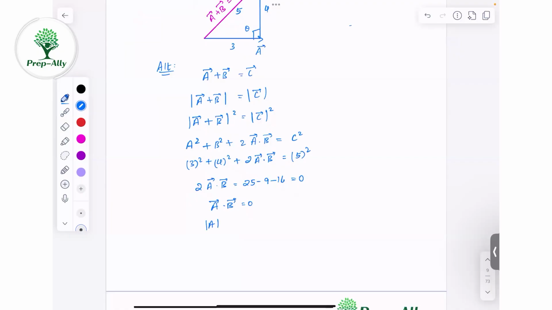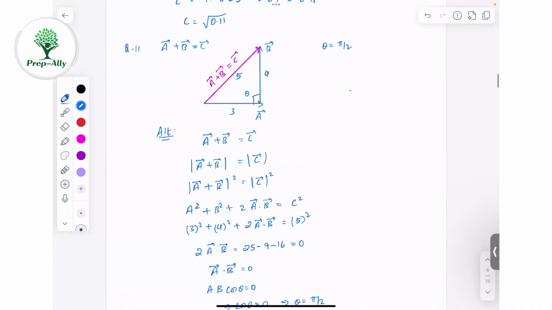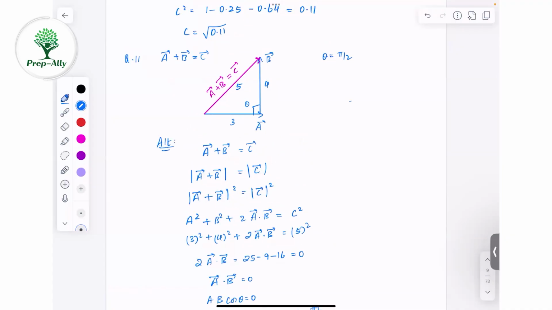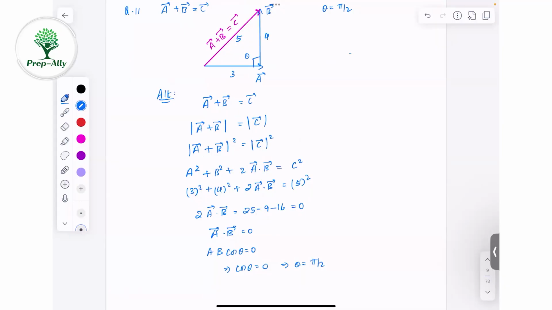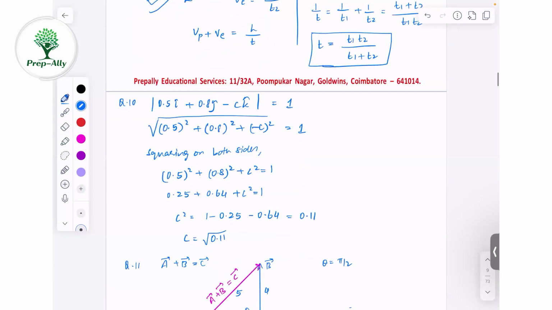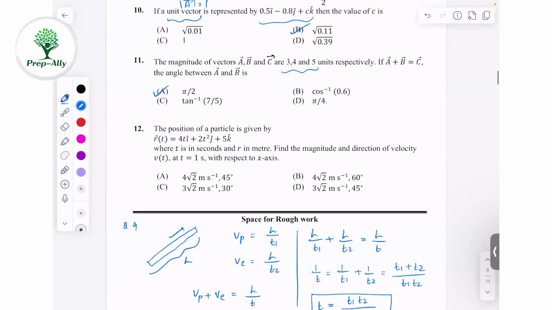Which means mod A, mod B, cos theta is 0. A and B values are not 0, which means cos theta is 0. That means the angle between the vectors is 90 degree. Okay. So we can directly solve it using the properties of right angle triangle, or we can square, use dot product and figure it out. Either way, the answer is the same, it is 90 degree, pi by 2.